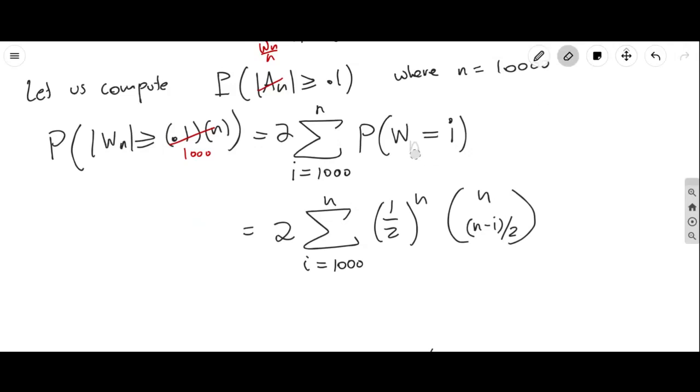You have to understand that in this case, because n is an even integer, if i is an odd integer, then the probability that the random walk is equal to an odd integer is impossible. So those would just be 0. You're only going to look at the even ones. It goes from 1,000 to 10,000, but really you're skipping every other one.